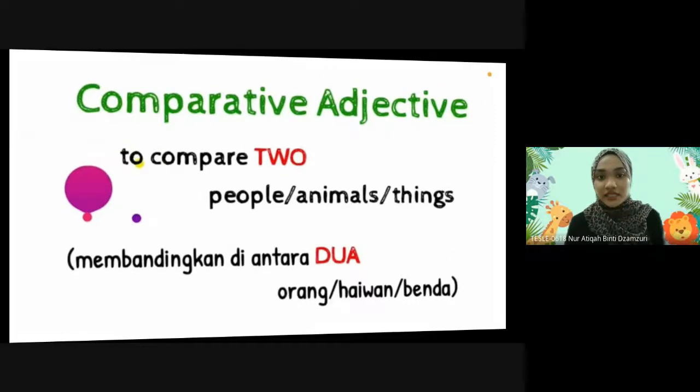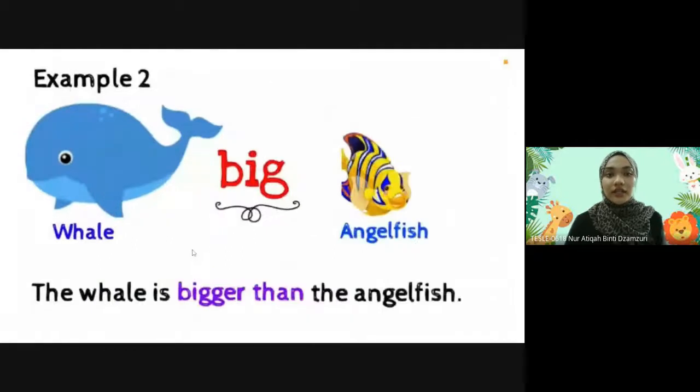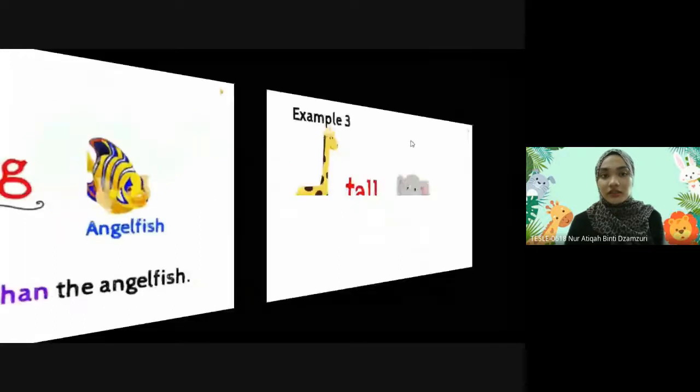Okay, this is the example. Number one. The adjective word is short. To make it comparative adjective, it becomes Dina is shorter than Anis. We add ER at the back. Dina lebih rendah daripada Anis. Maknanya kita compare the adjective. Membandingkan kata-kata sifat. Okay, number two. The whale is bigger than the angelfish. Bigger than. This is the comparative adjective. And last one, who wants to read?